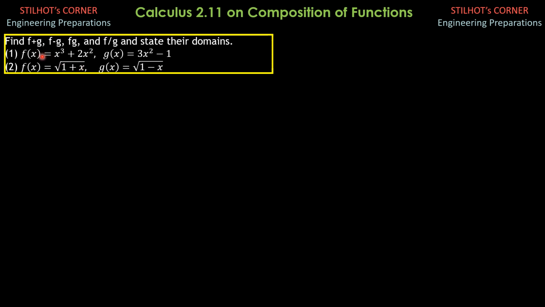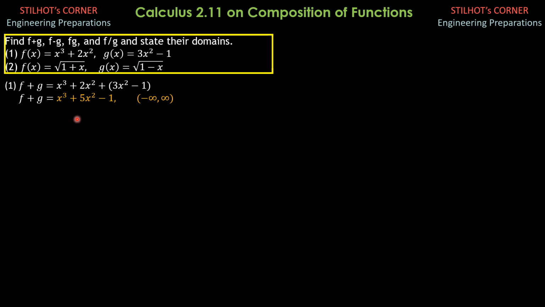So for number 1, we have f of x equals x cubed plus 2x squared, g of x equals 3x squared minus 1. So for f plus g, all you have to do is add the two functions: x cubed plus 2x squared plus 3x squared minus 1. So it is x cubed plus 5x squared minus 1. And since it is a polynomial in x, therefore the domain is the set of real numbers, or negative infinity to positive infinity.